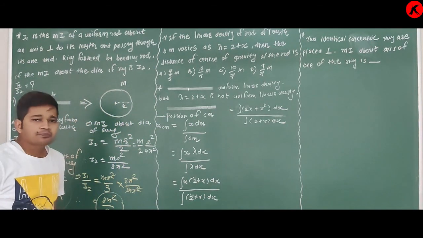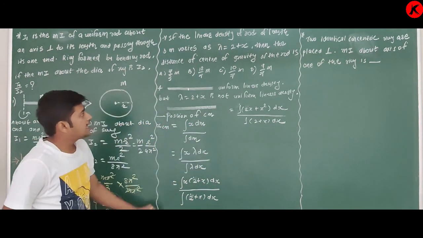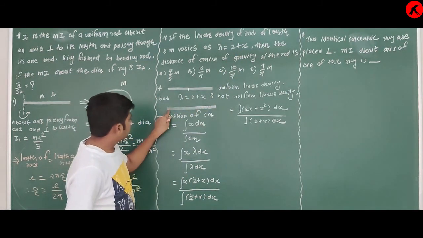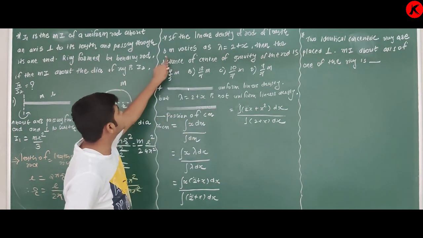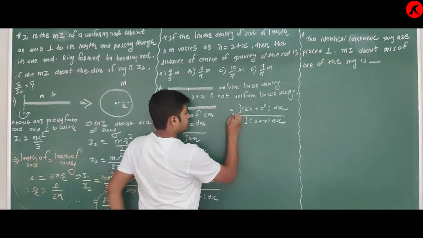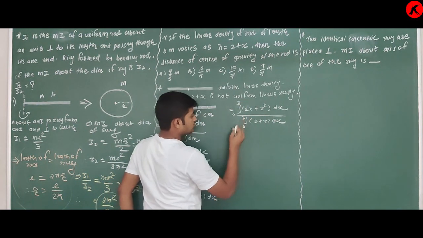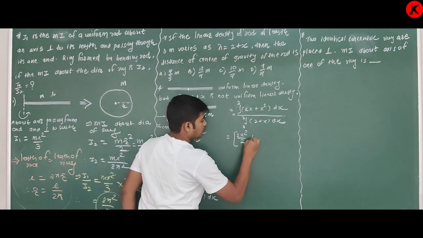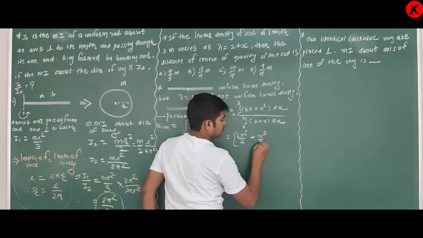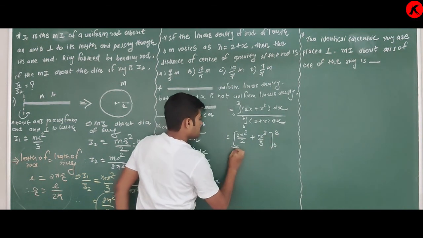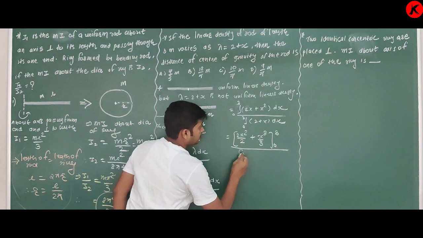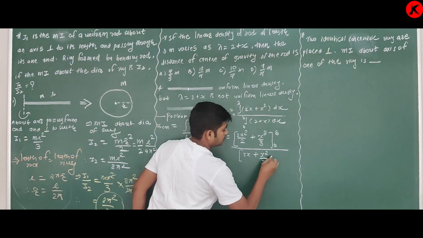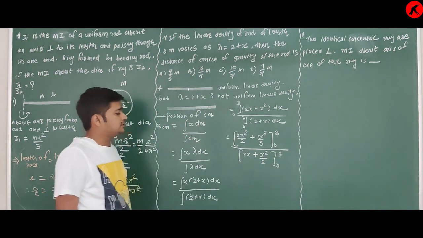Clear? Now see, integration is with respect to x. X means distance, from this end to this end. It is nothing but length. So the limit is from 0 to 3. Now take integration. Integration of 2x is 2x square by 2, plus x square, it is x cube by 3, limit 0 to 3. Divided by, in the denominator, integration of 2 is 2x, plus integration of x is x square by 2. Again, limit is from 0 to 3.